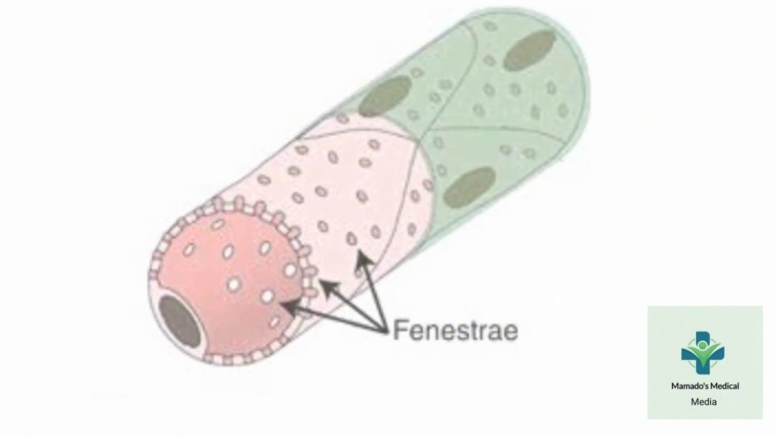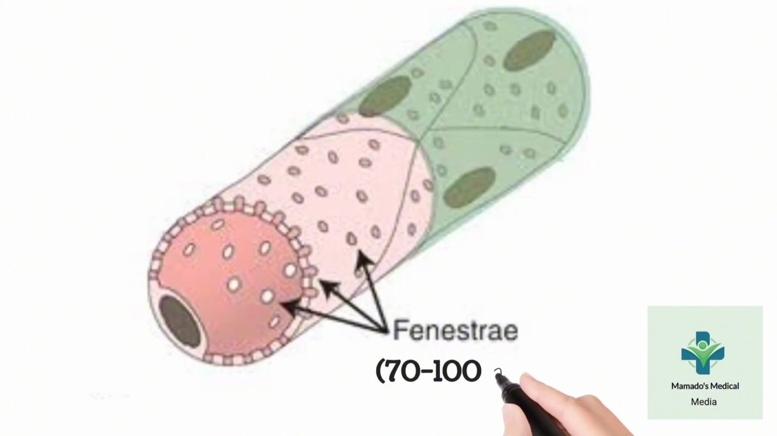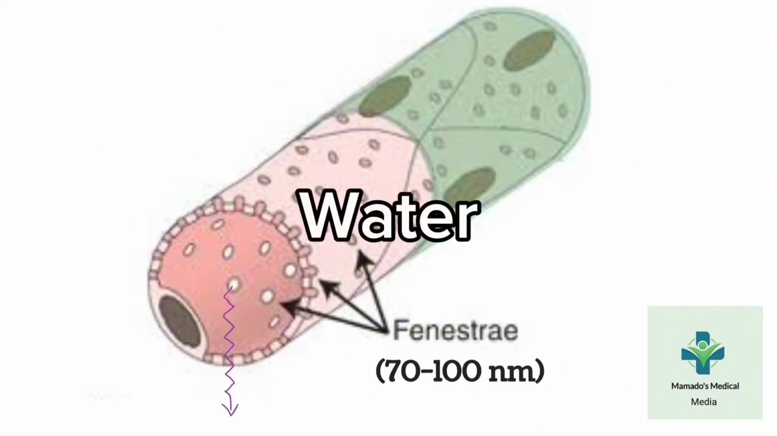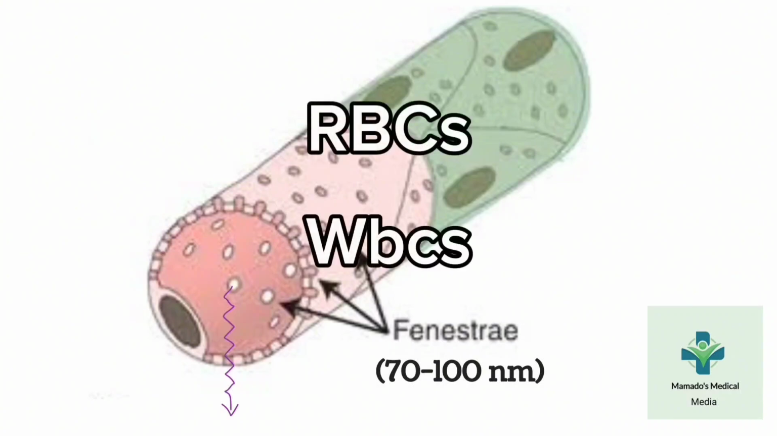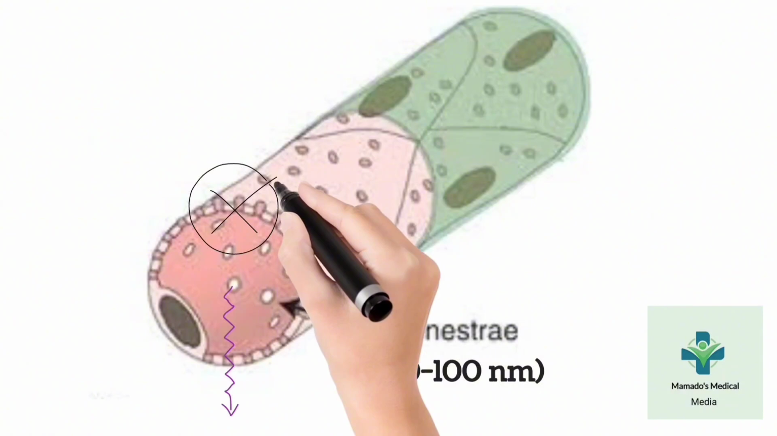The first layer is the endothelium of the glomerular capillaries. It's full of small pores called fenestrations, about 70 nanometers wide. These allow tiny molecules like water, glucose, and ions like sodium and chloride to pass through. But larger things like red blood cells, white blood cells, and platelets, nope, they are too big to pass through this layer.